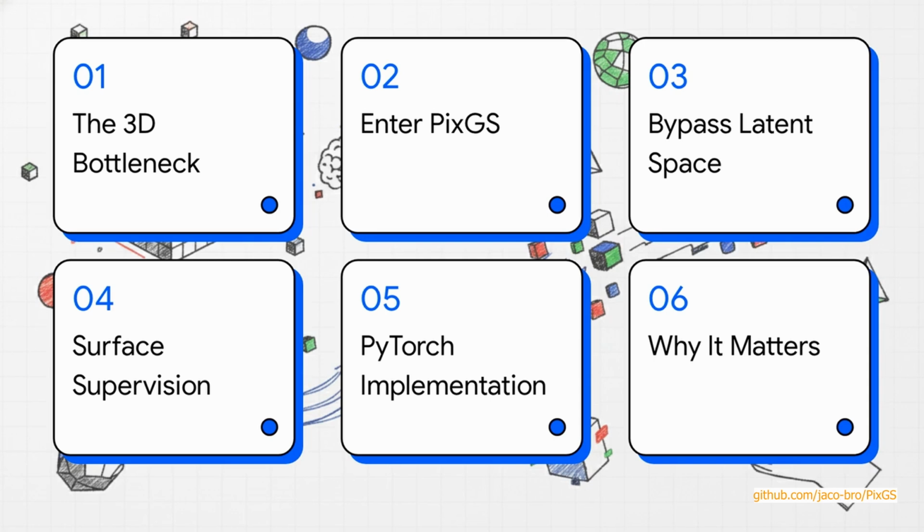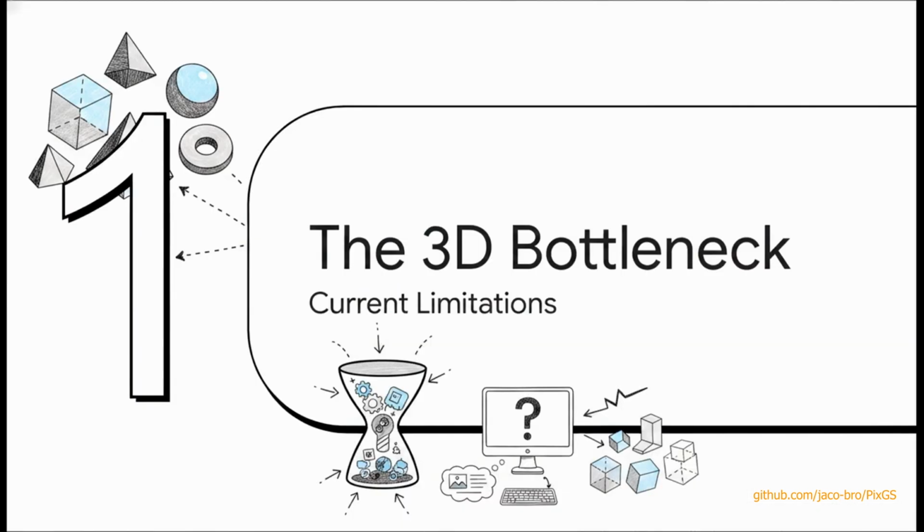Here's our roadmap for today. We'll start with Part 1, the 3D generation bottleneck, move into Part 2, enter PixGS and direct generation, then Part 3, bypassing the latent space. From there, we'll cover Part 4, comprehensive surface supervision, Part 5, the PyTorch implementation, and finally wrap up with Part 6, why this breakthrough actually matters. All right, let's jump right into Part 1, the 3D generation bottleneck.